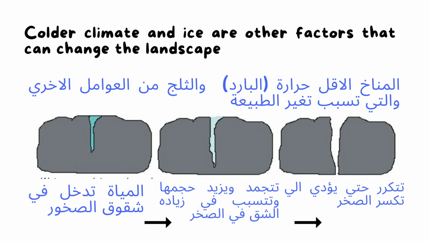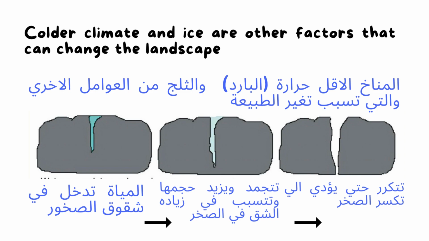How? As if water goes inside the cracks in the rocks, and then this water will freeze because of the cold climate. So here the ice will expand and cause what? These cracks to be wider. And then when the temperature increases and this ice melts, and this process happens over and over, it causes the breaking down of rocks, as you see here.